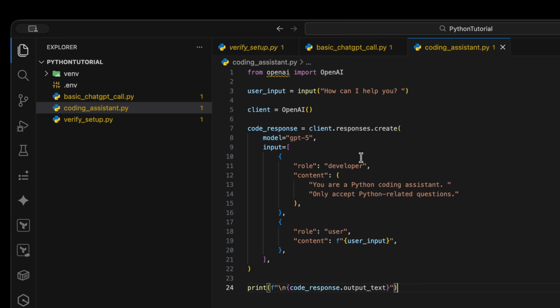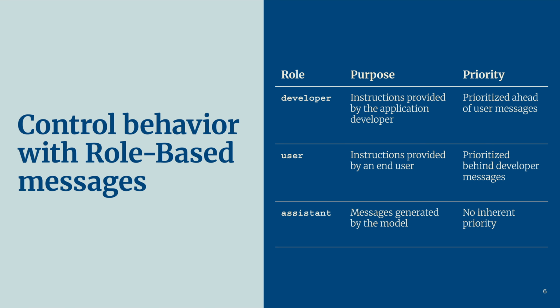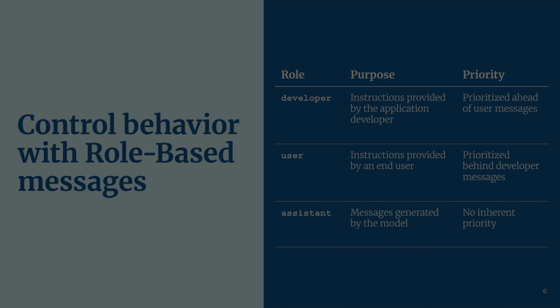Let's see how models give different levels of priority to messages with different roles. The developer role takes precedence over user instructions, which is why it's effective for creating guardrails. Even if a user asks the assistant to ignore its instructions, the developer role constraints remain in effect. This hierarchy makes role-based messages essential for building reliable, specialized AI tools that maintain consistent behavior.